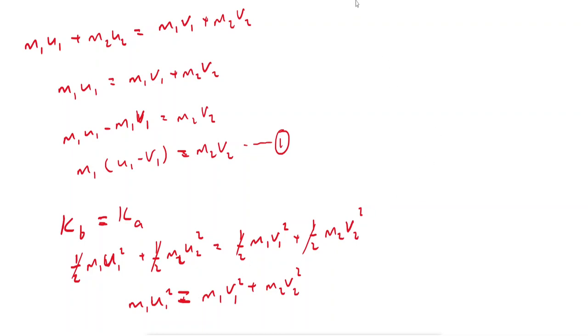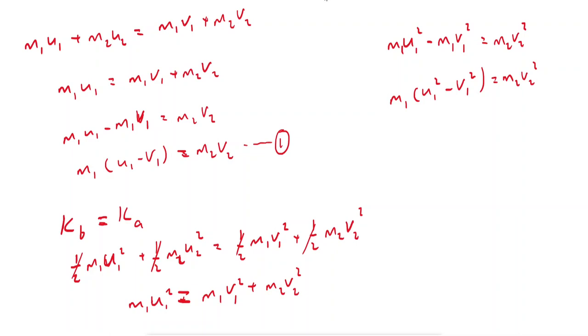So I'm going to continue working with this problem somewhere here. So when I continue that, I'm going to have m1 u1 squared minus m1 v1 squared. This is going to be m2 v2 squared. Then this one is just going to be m1, and then u1 squared minus v1 squared. All right, then this is m2 v2 squared.